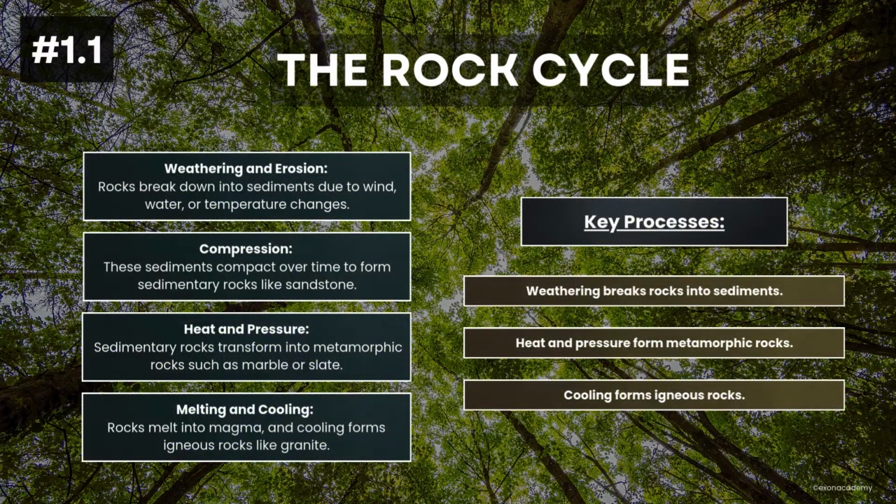Chapter number 1.1, The Rock Cycle. The rock cycle is nature's way of recycling rocks over millions of years. Beginning with weathering and erosion, rocks break down into sediments due to water, wind, or temperature changes. Then comes compression. These sediments compact over time to form sedimentary rocks, like sandstone. Then comes heat and pressure, where sedimentary rocks transform into metamorphic rocks, such as marble or slate.